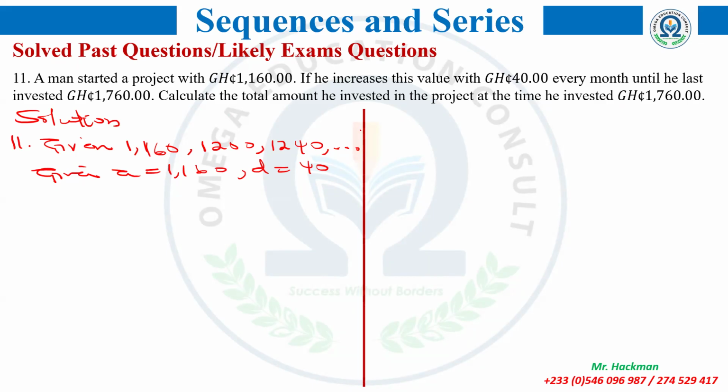Sum of n. Please take note. Where are you ending? So it means this one too, you are ending at a point. Is that not it? You know the terminal point of your investment, so yes, it means you know the last term.